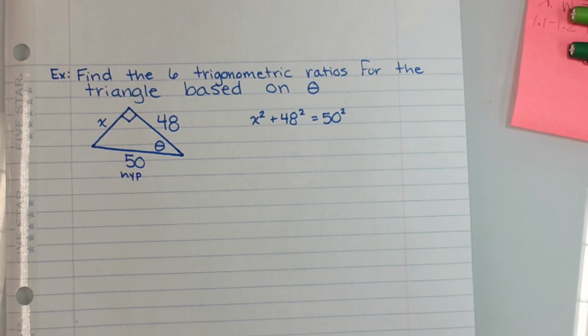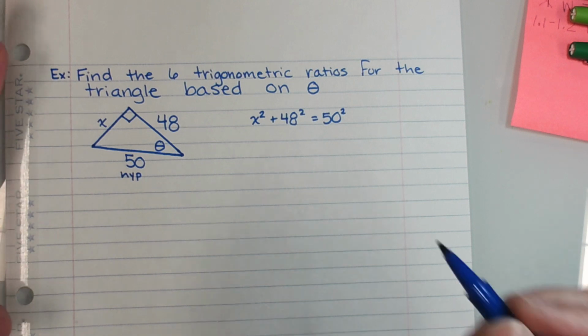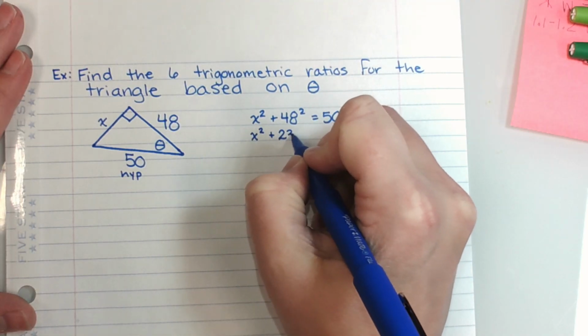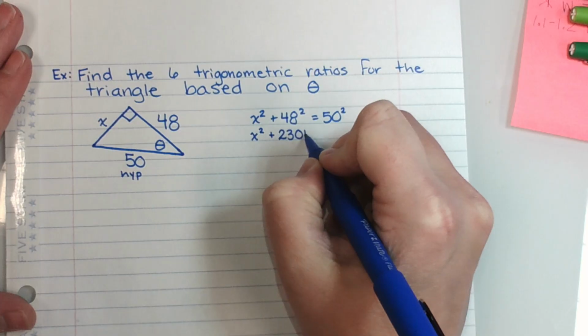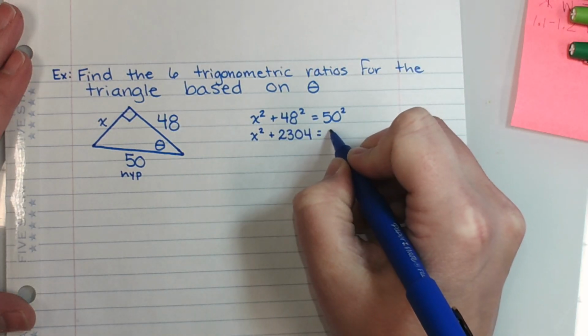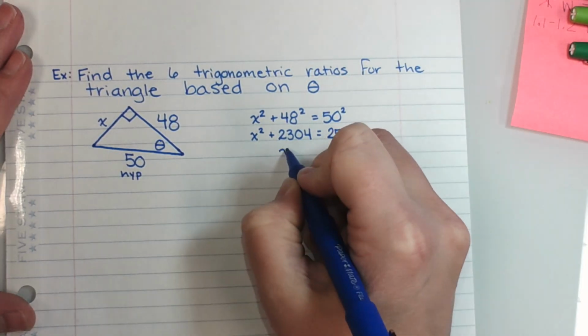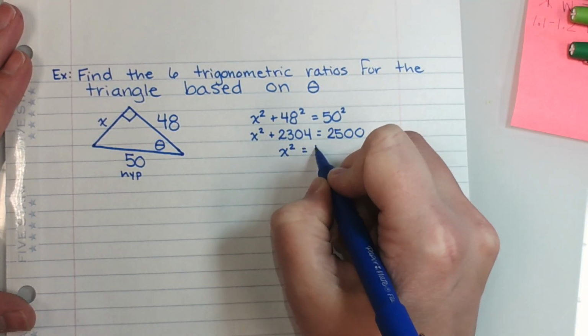Which means I want exact. Generally speaking, in this class, if I want a decimal answer, I will tell you what to round to. Otherwise, we're looking for exact answers. Okay, what is 48 squared? 2,304. It's 50 squared. 2,500. Subtract the 2,304. X squared is equal to 196.